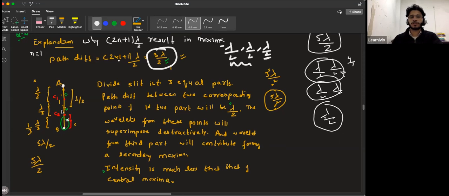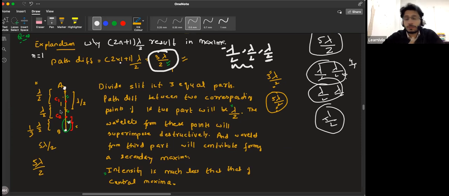Just take the screenshot of this also. These questions are important. These are usually asked. This is the reason why as you go to the higher maxima, the intensity keeps on decreasing. As compared to first maxima, if you go to fifth maxima, the intensity will decrease.